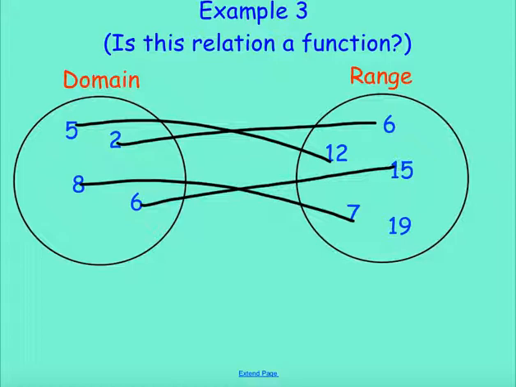But once I include that 19, maybe 6 goes to 19, we would say, no, this is not a function. It's just a relation, because 6, unfortunately, goes to 2 different things.